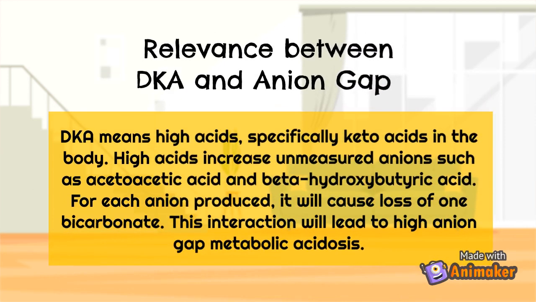Relevance between diabetic ketoacidosis and anion gap. Diabetic ketoacidosis means high acids, specifically keto acids in the body. High acids increase unmeasured anions such as acetoacetic acid and beta-hydroxybutyric acid. For each anion produced, it will cause loss of one bicarbonate. This interaction will lead to high anion gap metabolic acidosis.